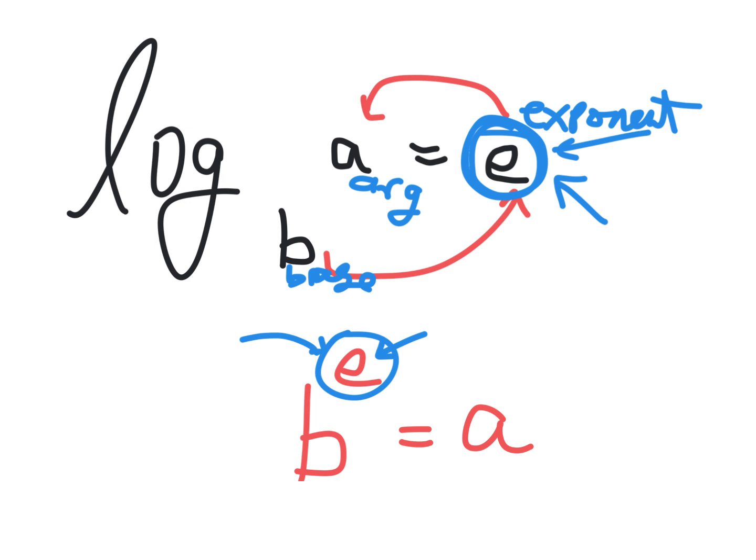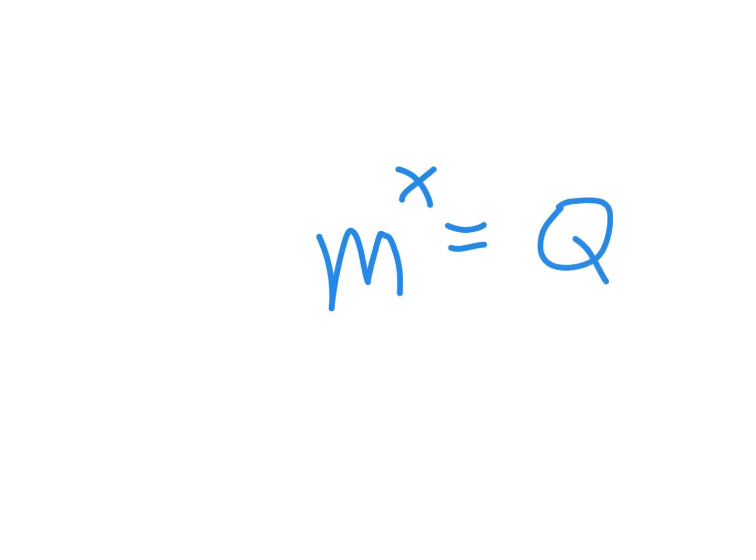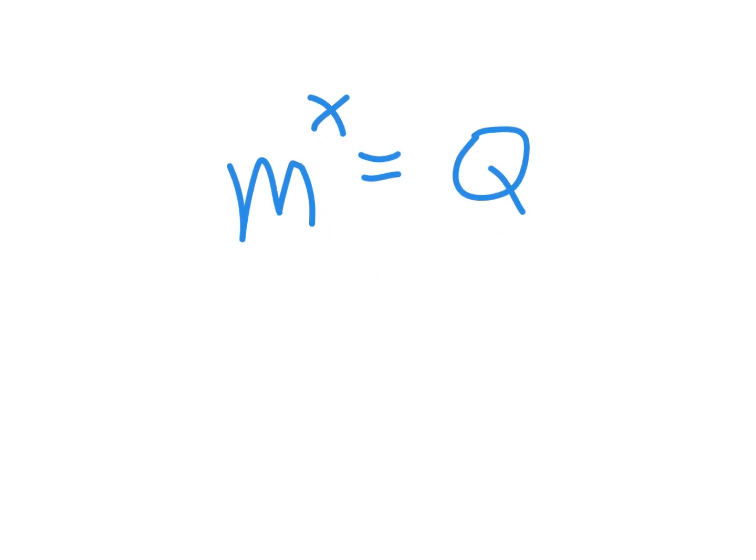Okay, good. Now, pre-calc loves to do this. Now do it without any numbers. What if I said m to the x is equal to q? Rewrite it as a log.